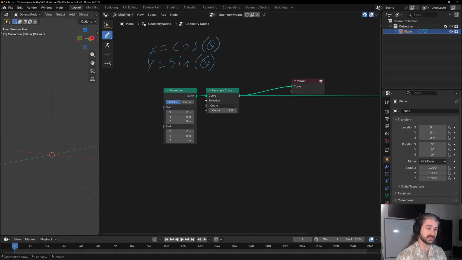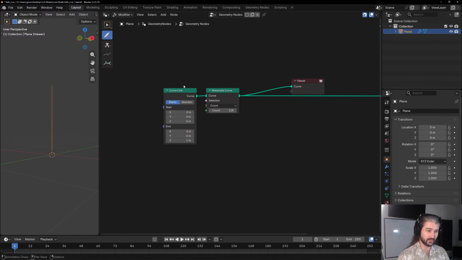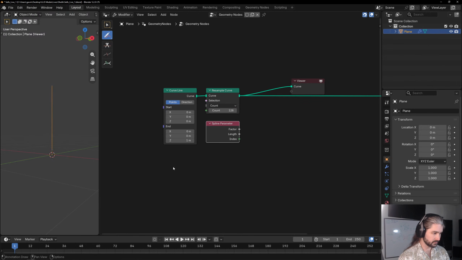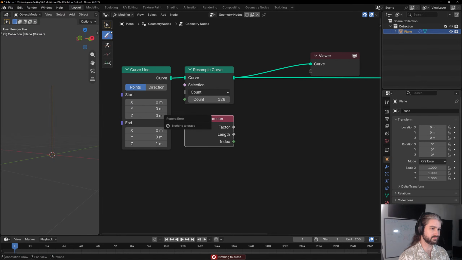Instead, what we're going to use is the factor. It's very important that we have a curve line here and not a mesh line, because meshes don't have factors. And what is a factor? It is the measure of how far along the curve a point is, from 0 to 1. 0 being the very start, 1 being the very end. So we can pull up a parameter node. Make sure we're done with the annotation tool.